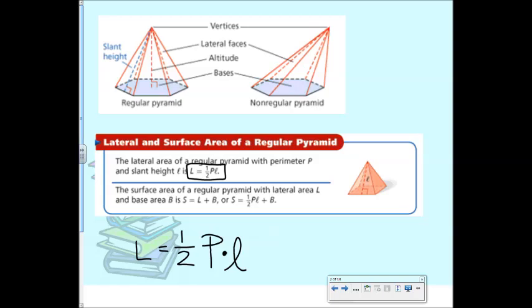So in this one, the blue line is slant height. Whereas this red line going up the middle is the altitude, which would be the height of the what? Pyramid. The actual pyramid. Whereas the slant height is the height of the what? The triangle, so the face. The slant height is the height of the face. So a slant height is height of the face.